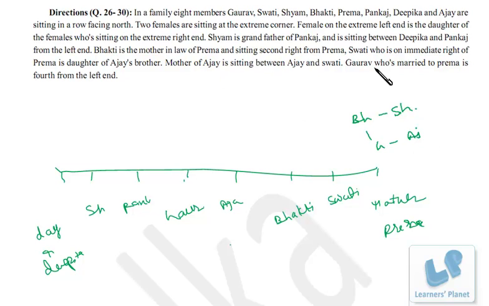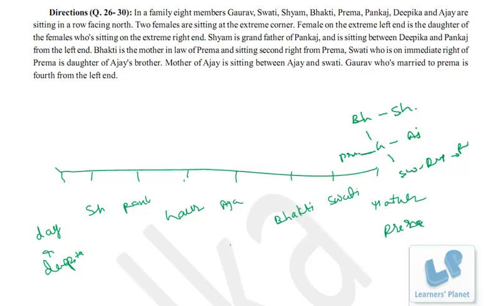Then Gaurav is married to Prerna, so Gaurav and Prerna are married. Prerna is mother of Deepika, and Swati is daughter of Ajay's brother. So Swati is also daughter of Gaurav. So Swati, then Deepika, and one more person, Pankaj, is there. That is the grandson of Shyam. So Pankaj is also in the same generation.